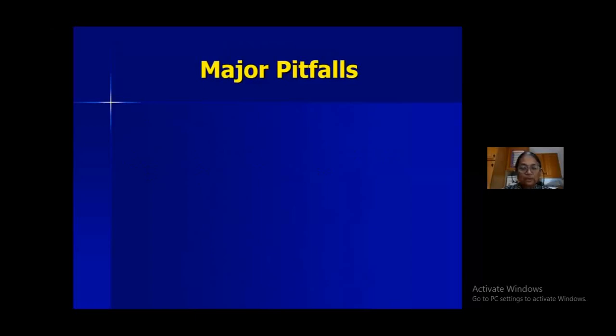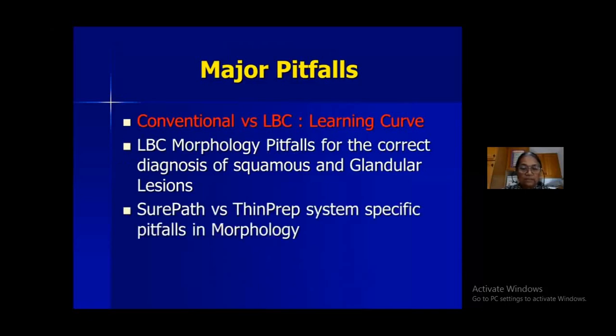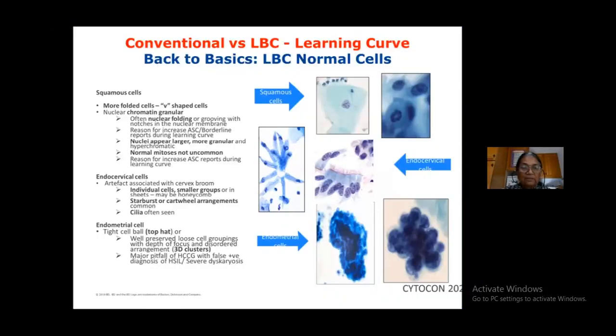The major pitfalls are conventional versus LBC learning curve, LBC morphology pitfalls for the correct diagnosis of squamous and glandular lesions, short breadth versus thin breadth system-specific pitfalls in morphology, and lookalikes. So let's just start with conventional versus LBC learning curve. Let's go back to basics with the normal cells.